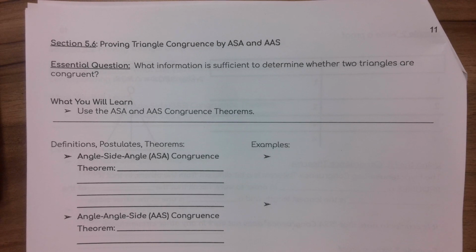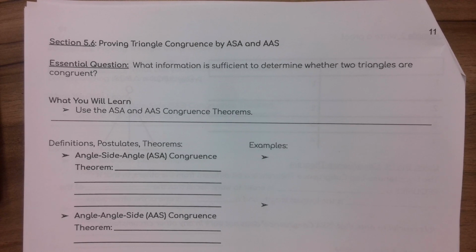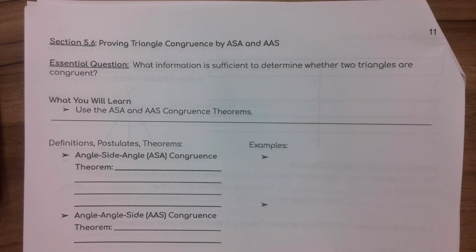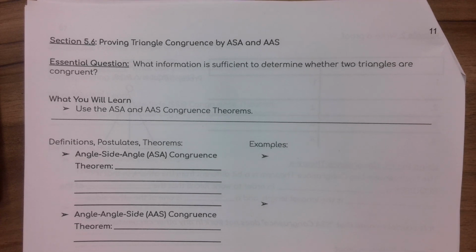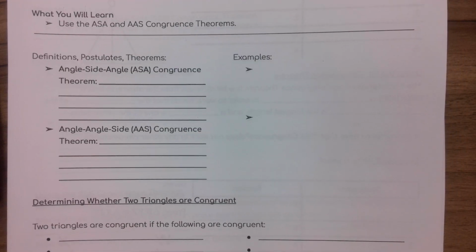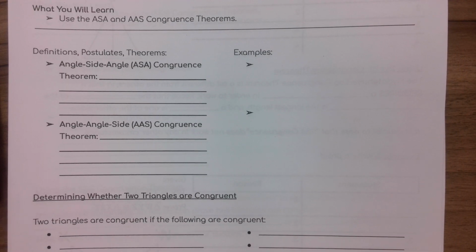Today, section 5.6, proving triangle congruence by ASA and AAS. So we've talked about a lot of different theorems throughout this unit on how to prove that two triangles are congruent. We've got two more, and then we are going to review what we've learned.